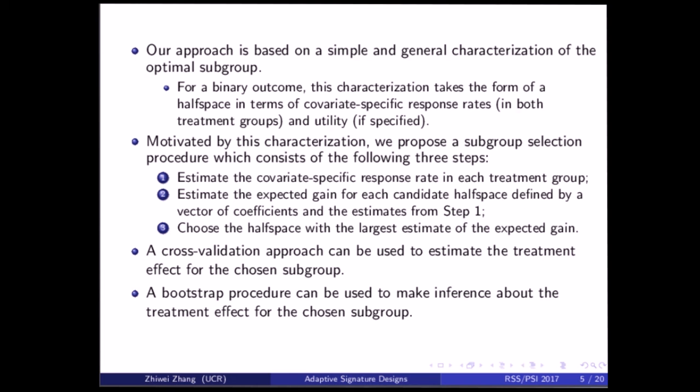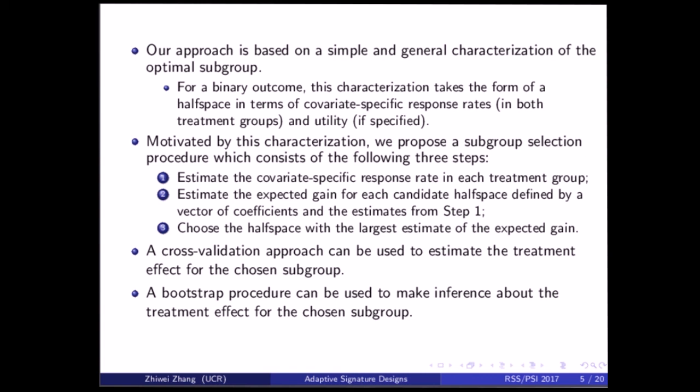So first, we estimate the covariate specific response rate in each treatment group. Then we estimate the expected gain for each candidate half space defined by a vector of coefficients and the estimates from step 1. And finally, we choose the half space with the largest estimate of the expected gain. Step 1 is a standard prediction problem. Step 2 can be cast as a missing data problem, for which we adopt an augmented inverse probability weighting approach. Step 3 is a low-dimensional maximization problem, which can be solved using standard techniques.